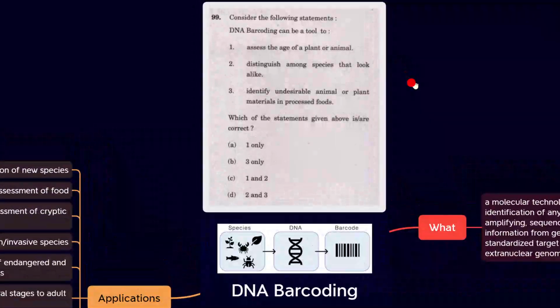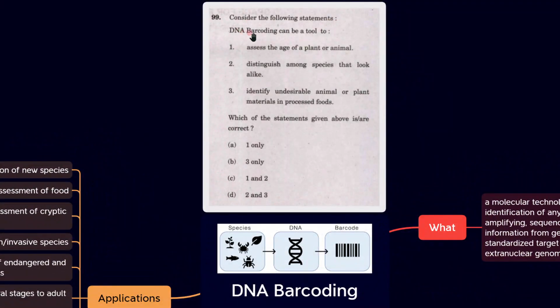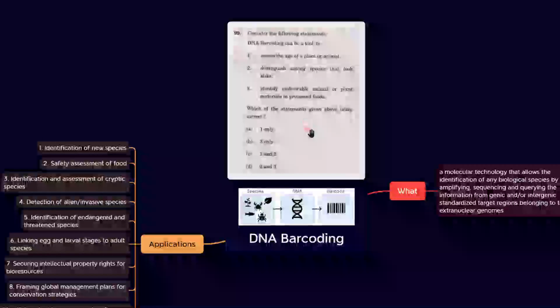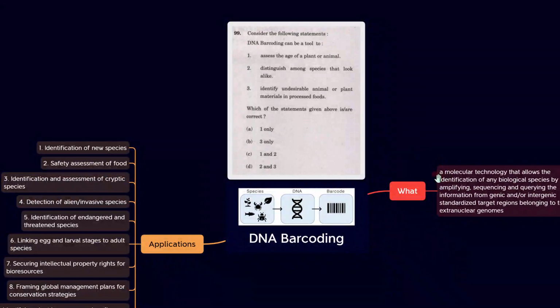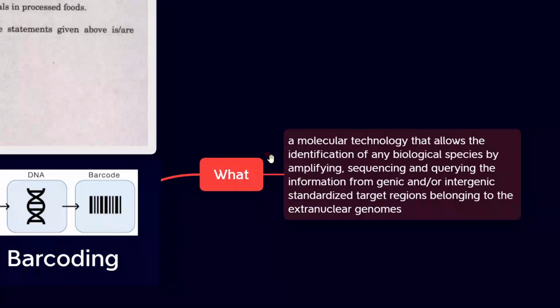The question goes something like this: consider the following statements. DNA barcoding can be a tool to assess the age of plant or animal, distinguish among species that look alike, identify undesirable animal or plant materials in processed foods. So, which of the following statements are correct? Before answering the question, let's look at the concept first. So, what is DNA barcoding?